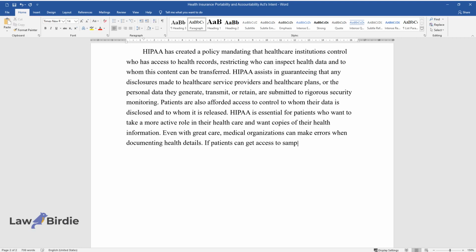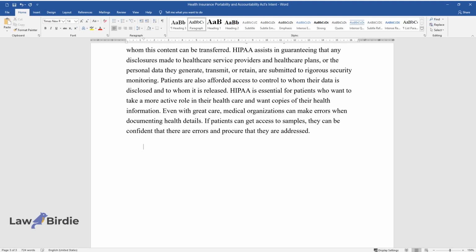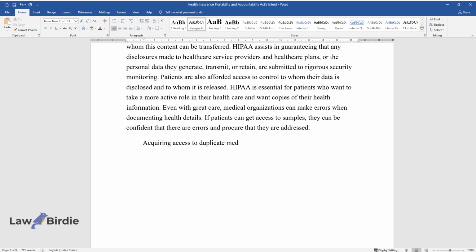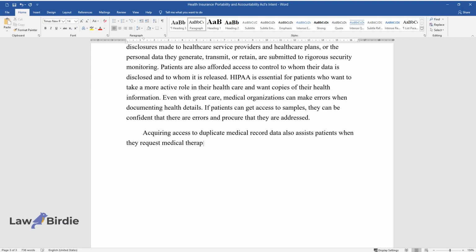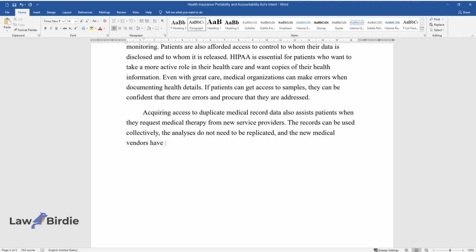If patients can get access to copies, they can be confident that errors are identified and procure that they are addressed. Acquiring access to duplicate medical record data also assists patients when they request medical therapy from new service providers. The records can be used collectively, the analyses do not need to be replicated, and the new medical vendors have a comprehensive picture of the patient's health history to guide their decision-making.